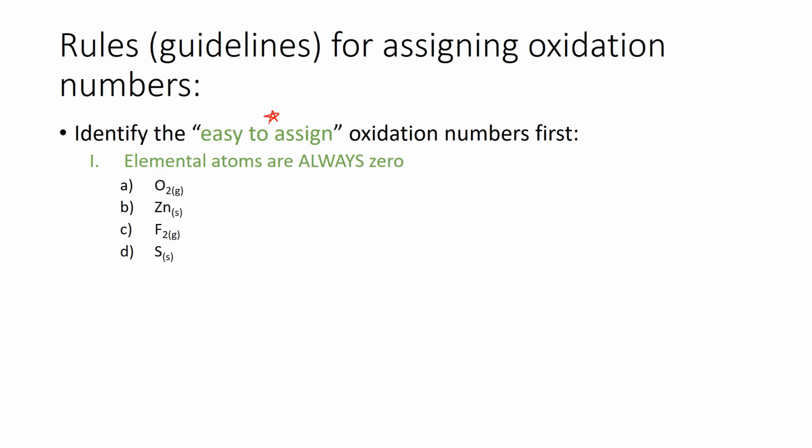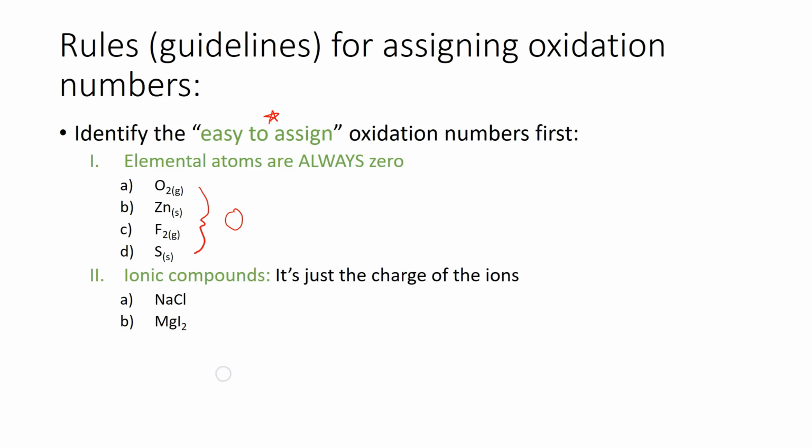First of all, if it's elemental, which means I have oxygen gas and oxygen is not bonded to something else, or if I just have zinc metal or just sulfur or just fluorine gas, those are always going to be 0. So when it's an element by itself, not in an aqueous solution, for example, it's just by itself, the oxidation number is going to be 0, and that's always. One of the few always that works in chemistry. So elemental atoms are always 0. Those are easy to assign.